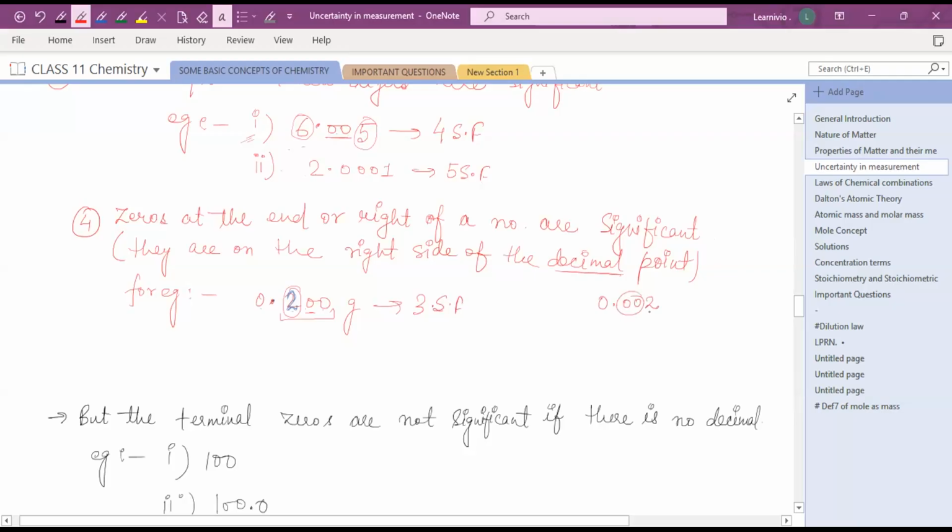According to rule number 1, all the non-zero digits are considered significant. But if there is a decimal after these non-zero digits, and then zeros, they are considered significant figures. Clear?